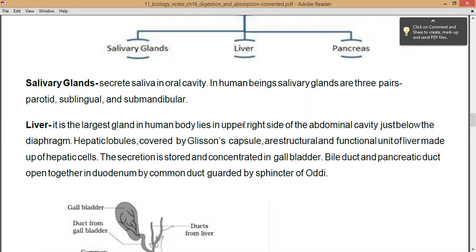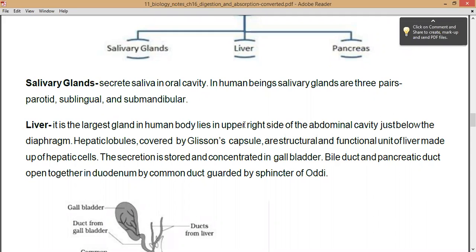The second accessory gland is the liver, and the liver is said to be the largest gland in the human body, because it secretes the bile juice. The liver is located in the upper right side of the abdominal cavity, on the upper side of the stomach portion, just below the diaphragm.